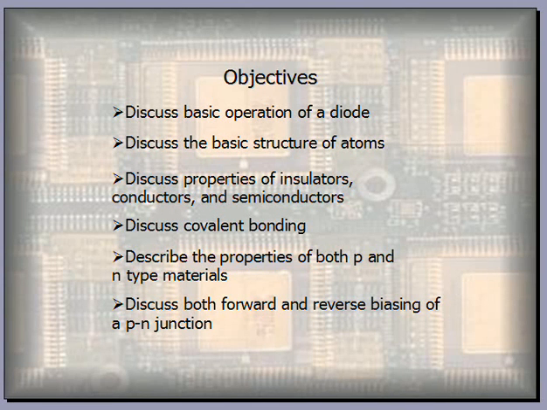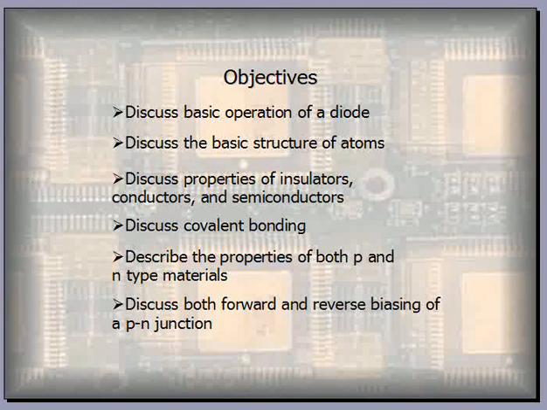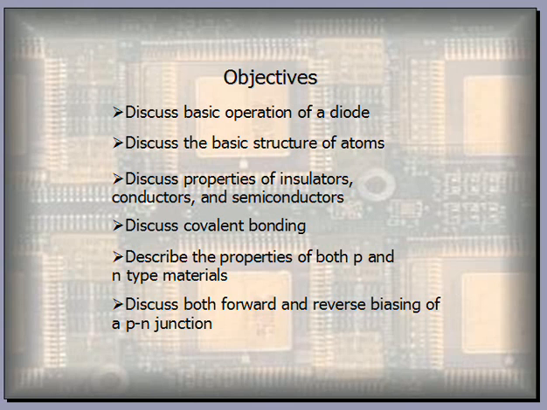Objectives: to discuss the basic operation of a diode, discuss the basic structure of atoms, discuss properties of insulators, conductors, and semiconductors, discuss covalent bonding, describe the properties of both P and N-type materials, discuss both forward and reverse biasing of a p-n junction.